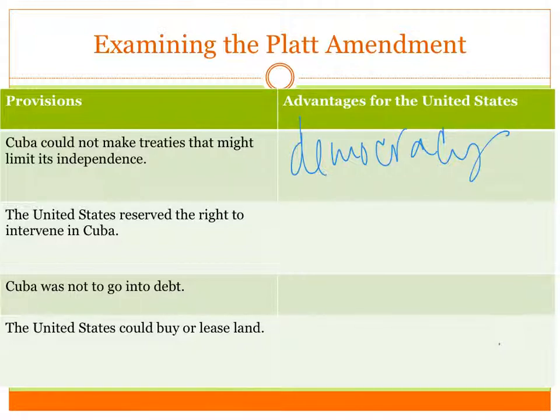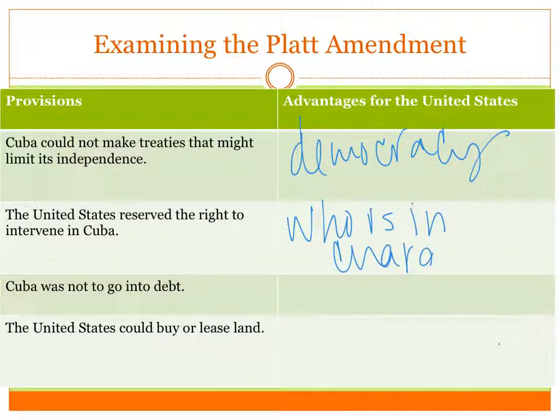Let's look at the next one. The United States reserved the right to intervene in Cuba. Think about this for a second. Pause the video. How is this an advantage to the United States? When you think about continuing that idea of democracy, it keeps America in charge of who is in charge. America gets to decide who is in charge. If they think that there is a group of people that is gaining too much power, they believe they have the right to intervene, and they can come into Cuba and put things into order the way they want.